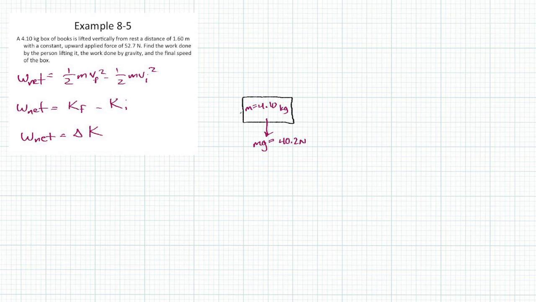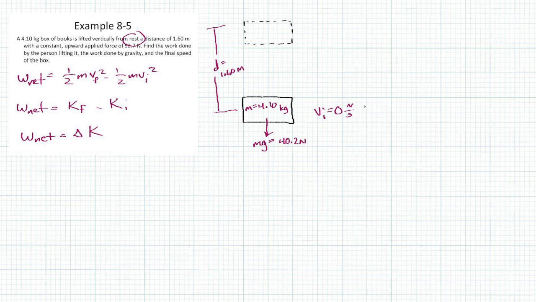Okay, well, it's lifted through some distance, that d right here. So it's lifted up to some height. I'll draw this as a dotted line right here. That's the height it's lifted to, and that height is 1.60 meters. We lift it vertically from rest. This is important: from rest. That means the initial velocity, v_i, equals 0 meters per second.